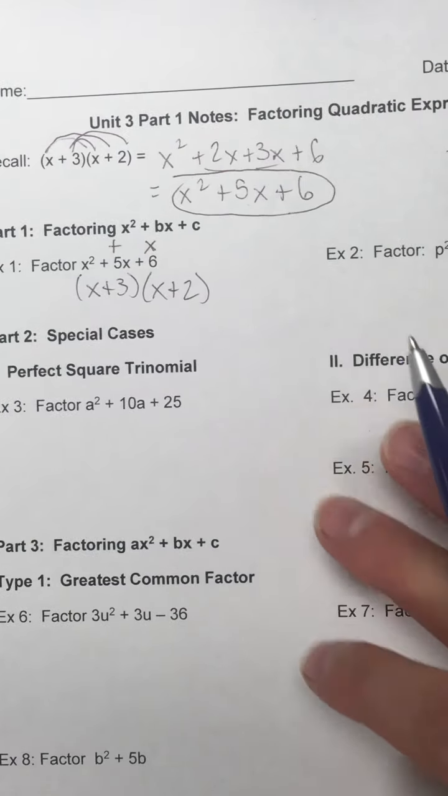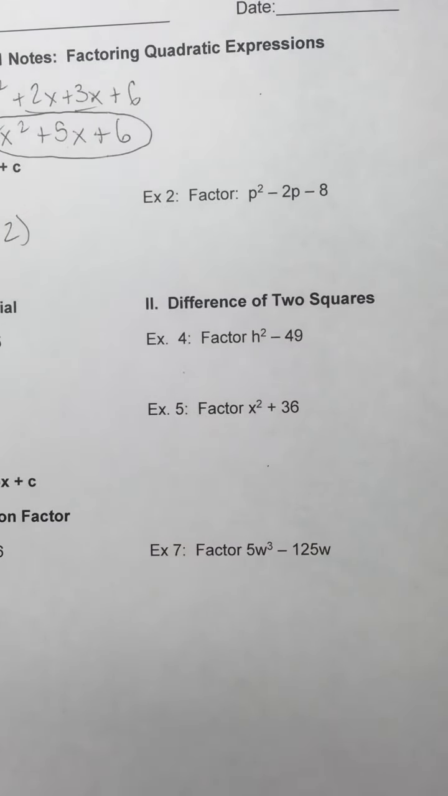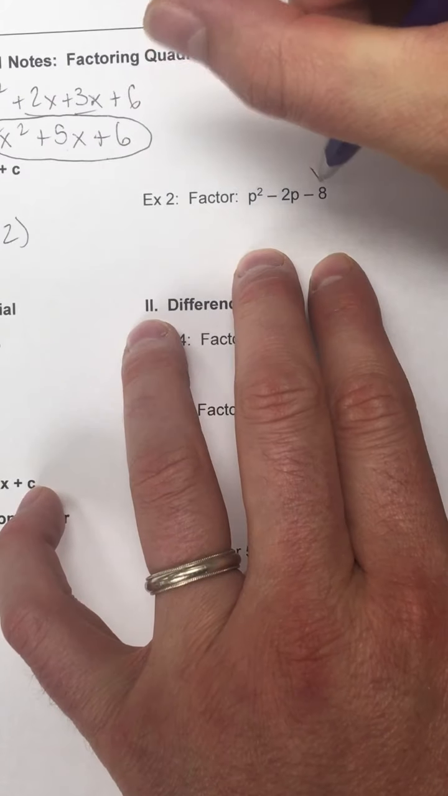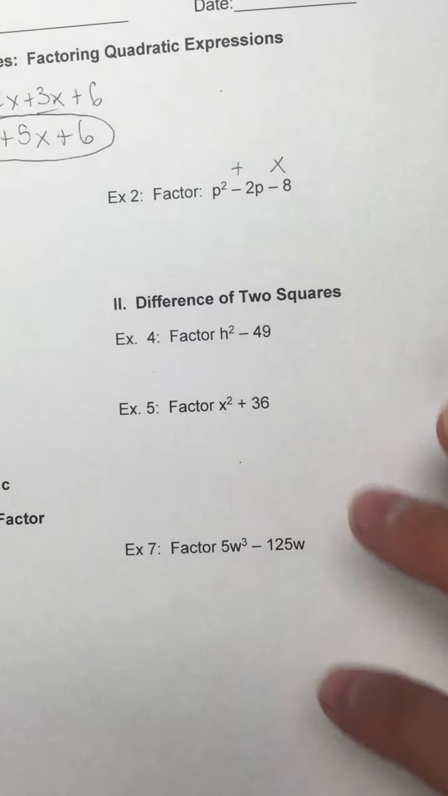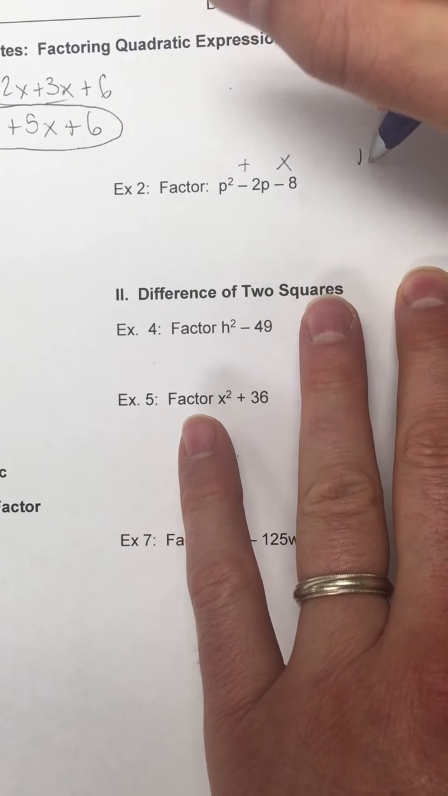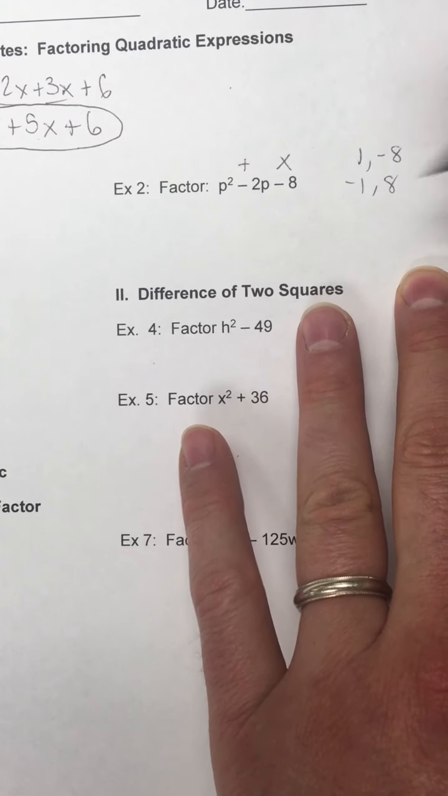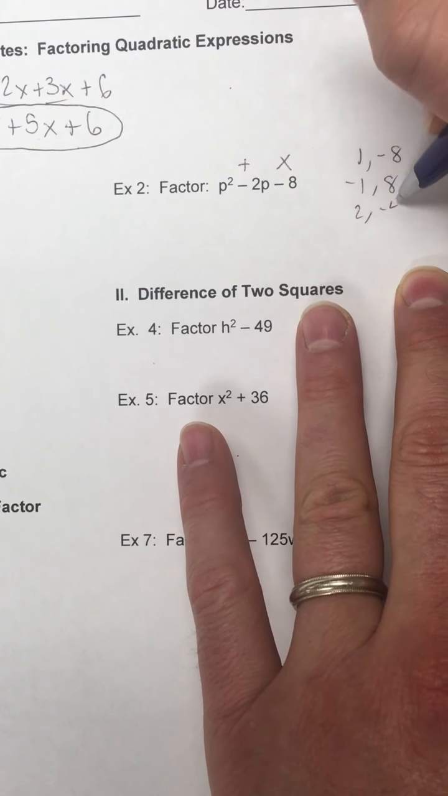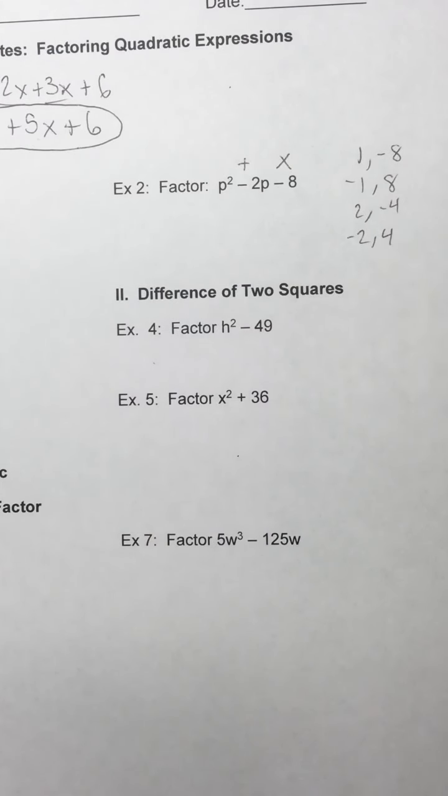All right, if we look at example 2, p squared minus 2p minus 8, I'm looking for two numbers that multiply to give me negative 8 and add to give me negative 2. So what are some possible numbers that multiply to give me negative 8? There's 1 and negative 8. There's also negative 1, positive 8. What else? There's 2 and negative 4. There's negative 2, positive 4. These all multiply to give me negative 8.